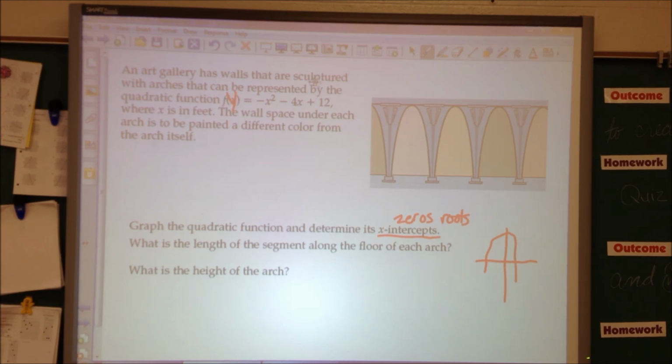So the art gallery has walls that are sculpted with arches that can be represented by this function. X is in feet. The wall space under each arch is to be painted a different color. So I take it my height's probably in feet also, if they're both in feet, so my y is also in feet. I know it didn't say, and it should have. So this right here would really be the ground, because this is where the arches end, at the ground, when y is 0. The arches aren't going underground, they're just going from here. So it wants me to find these x-intercepts.